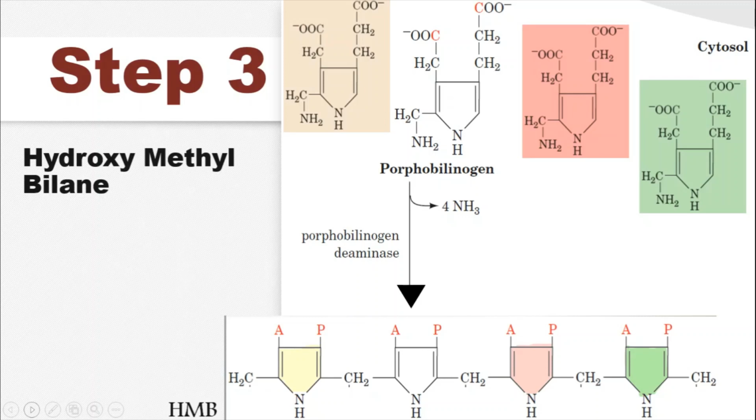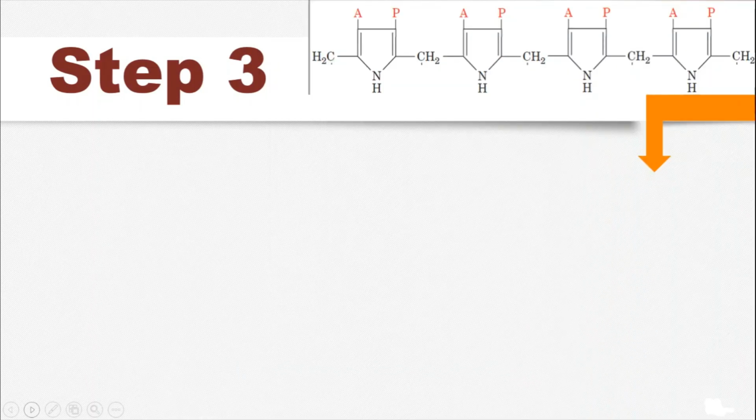This hydroxymethylbilane now spontaneously converts into a cyclical compound. See, HMB is a linear compound, okay, but it spontaneously converts into a cyclical compound. I will show you in the next slide. This porphobilinogen deaminase synthesizes HMB, so another name of this porphobilinogen deaminase is HMB synthase.